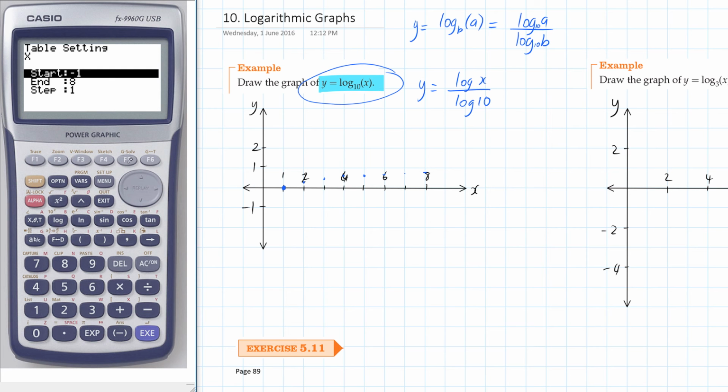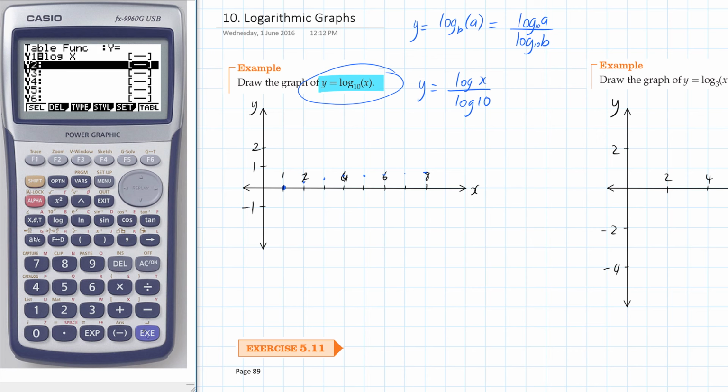Now we just want to investigate this region a bit more carefully, so I'll go back into table, and we'll go between 0 and 1, and we'll just go up in steps of 0.1 just to see what's happening there. And so at 0.1 we're at -1, so we're around about there, so that's actually enough of a point there to give us what we want.